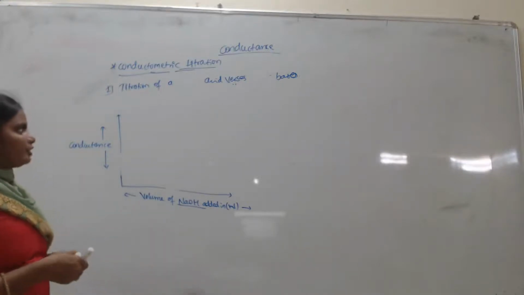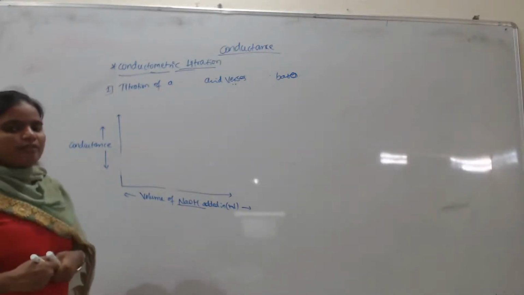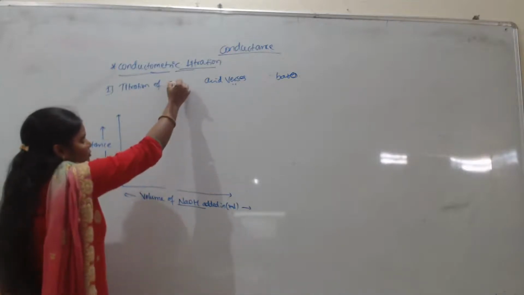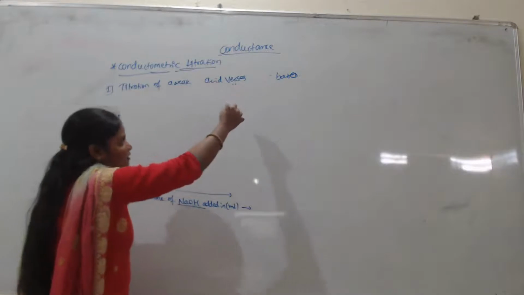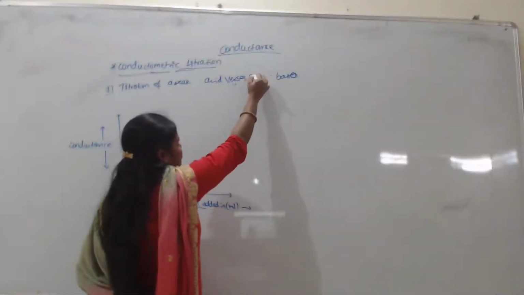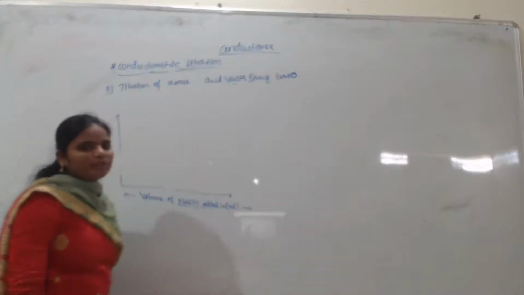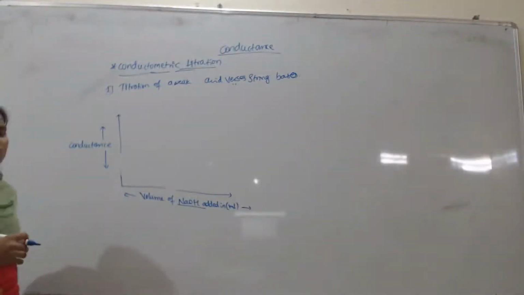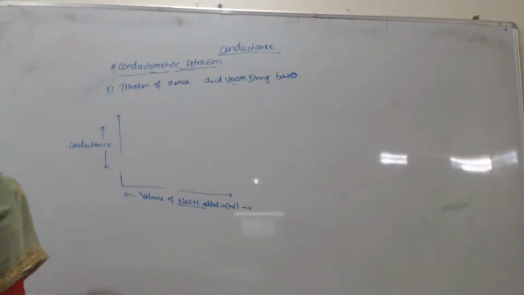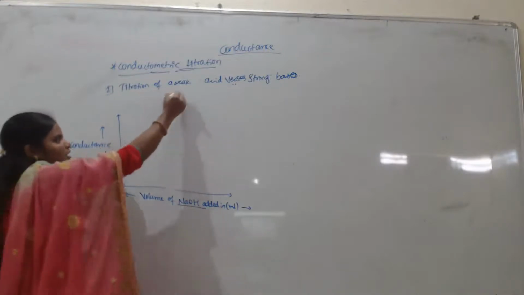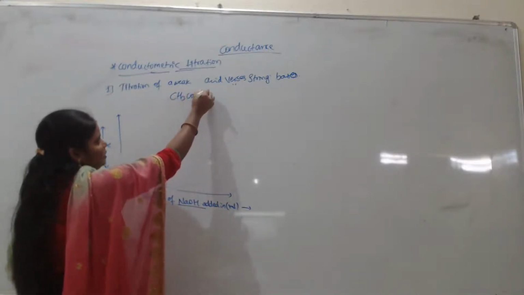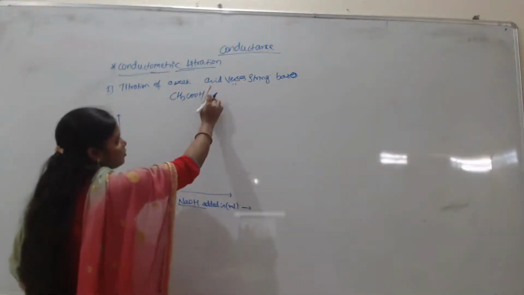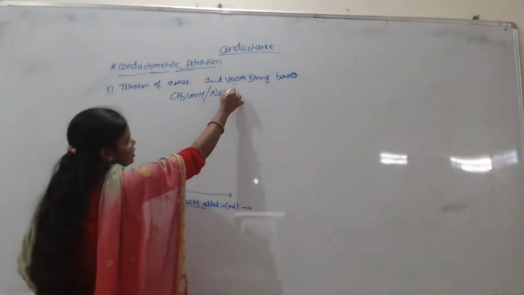Next, the second one: the titration of a weak acid with a strong base. Here the weak acid is acetic acid, and you can take that as the example. The titration of a weak acid against a strong base, where the weak acid is acetic acid, CH3COOH, and the strong base is sodium hydroxide.